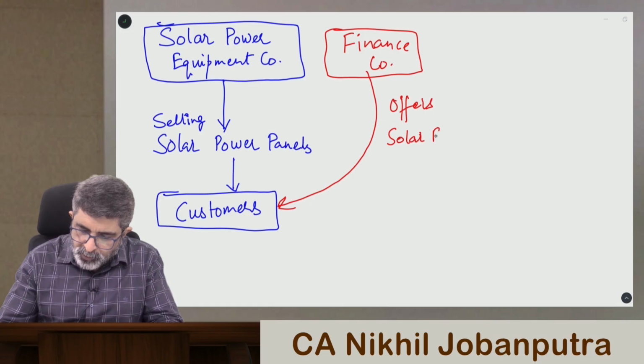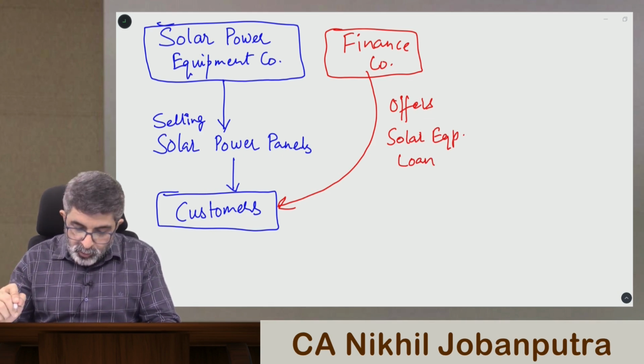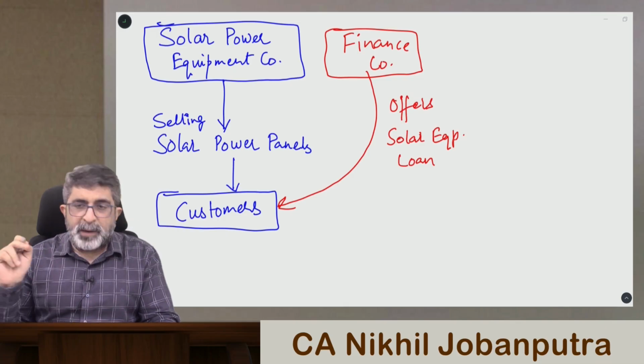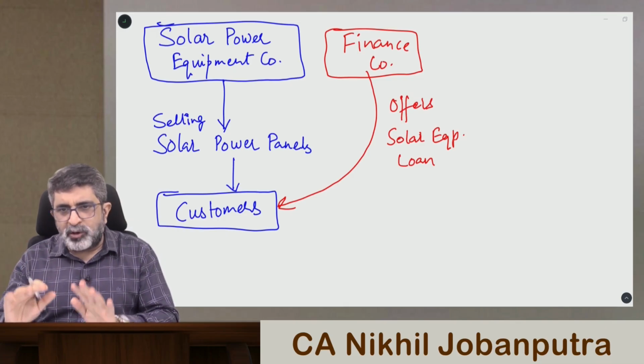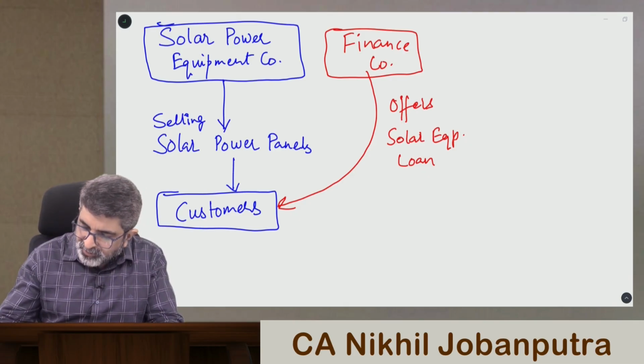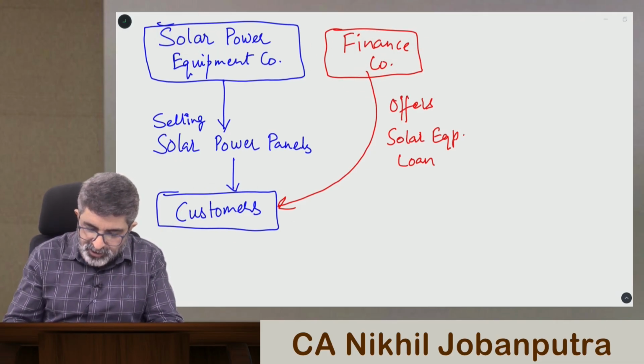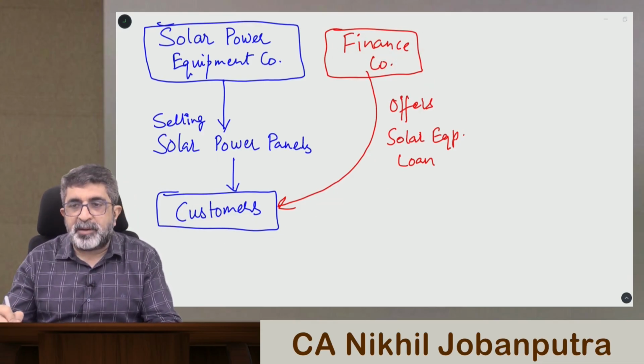solar equipment loan to the customer. So now the solar power equipment company has sold the panel to the customer. So this company is now moving out of the scene, correct? Now the arrangement is between the finance company and the customers, where customers have borrowed money from this finance company.